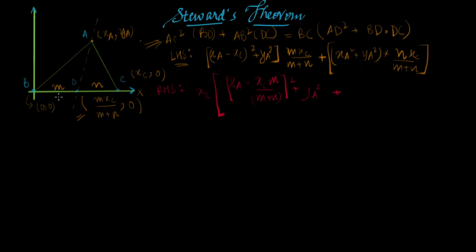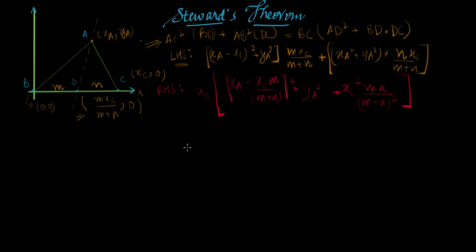Well, BD is just this and DC is just this, and we have already calculated DC here, which is this term, and BD is this term, so we just multiply them out. That makes x sub C squared, because that comes 2 times m times n, and from here and from there, divided by m plus n whole square, because we have that twice as well.